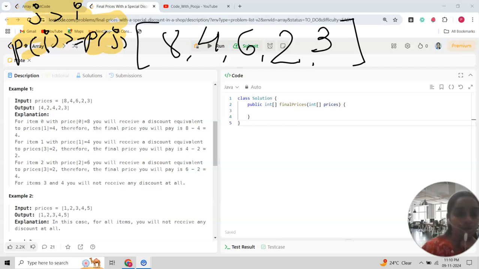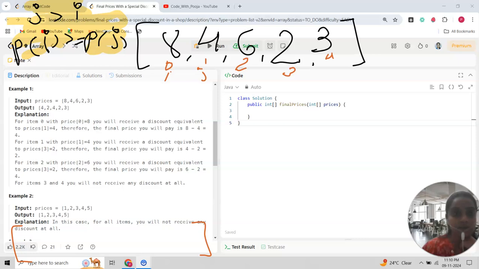Okay, so 0, 1, then 2, then 3, and then 4. I am also maintaining the answer array here. Okay, now this one is I and this one is J.